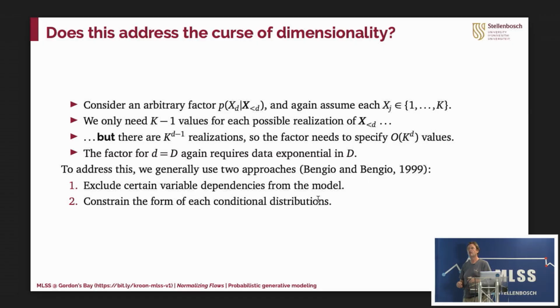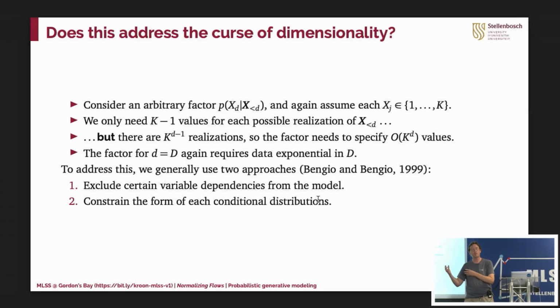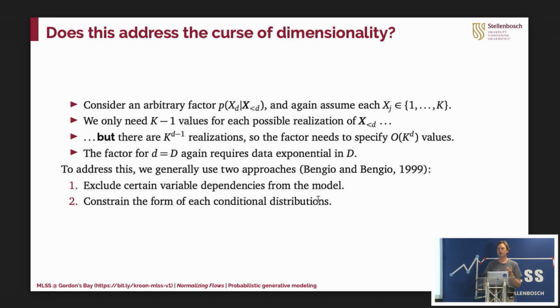So the autoregressive decomposition seems to have promise, but ultimately it fails. We need to address this somehow, and there are two broad approaches for tackling it. One is excluding certain variable dependencies from the model, and that way lies Bayes networks, which we'll talk about in a little moment. The other is to constrain the form of each conditional distribution.